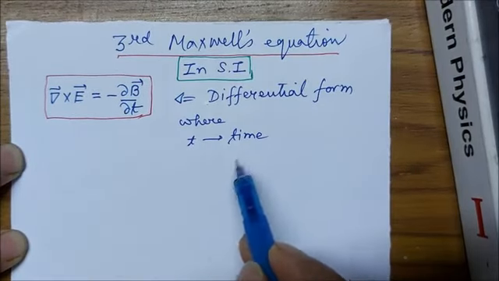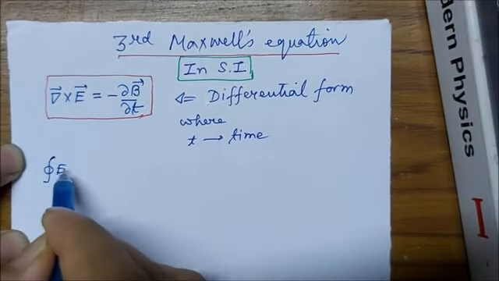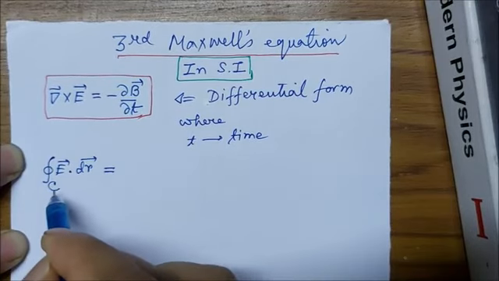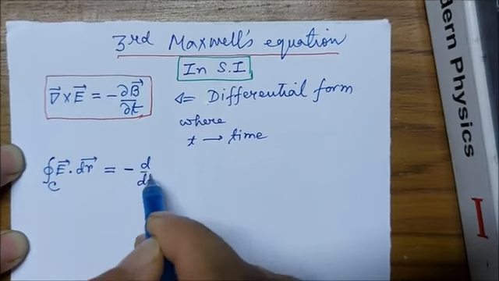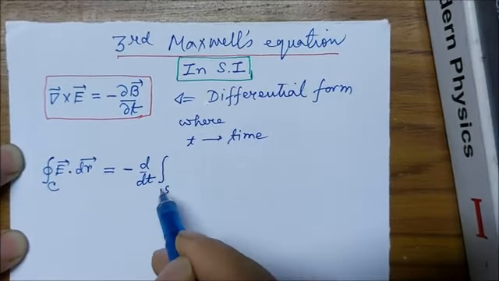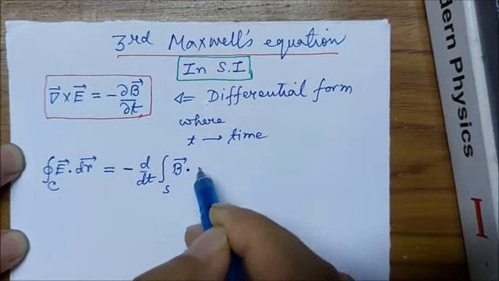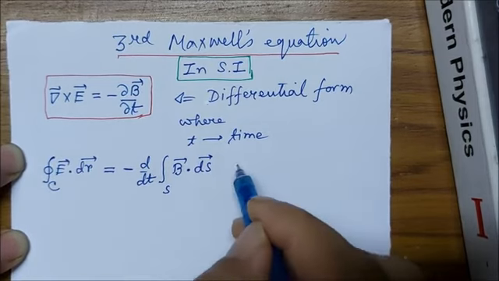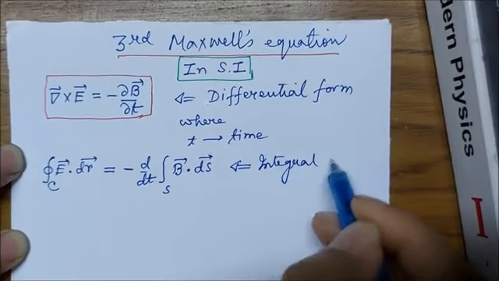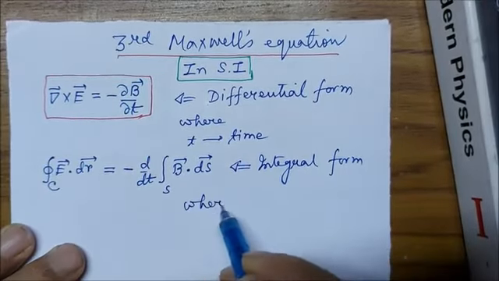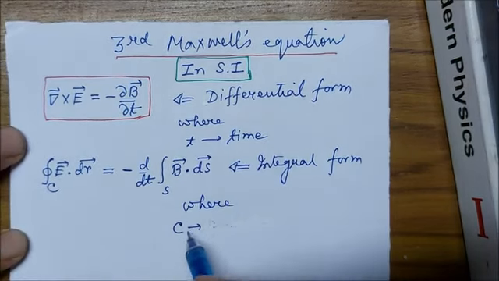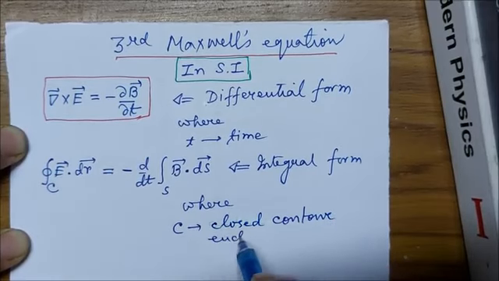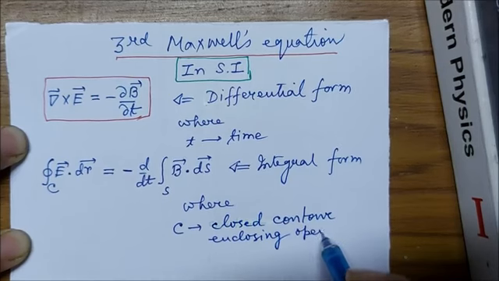Let us now mention the integral form, which is the circulation of the electric field vector over a closed contour C. This is negative of the time derivative of the flux of B over the open surface S that is enclosed by the contour C. Where C is a closed contour enclosing open surface S.